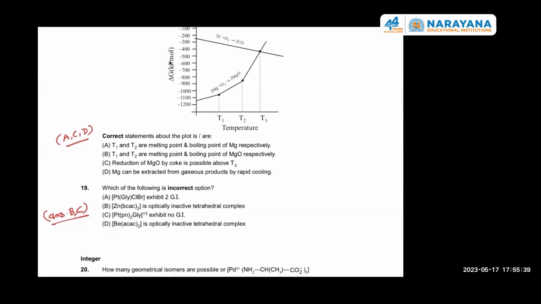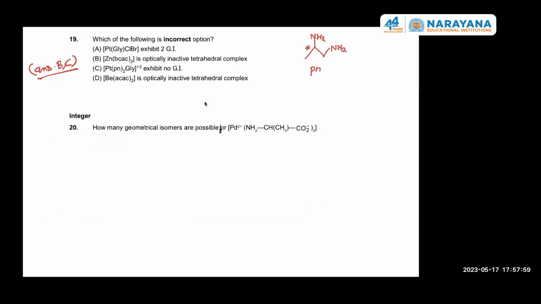What is the pn ligand? pn is propylene diamine. Like en is ethylene diamine, this is propylene diamine. It will have a chiral center. This is pn. It will be an unsymmetrical ligand. Okay, fine.